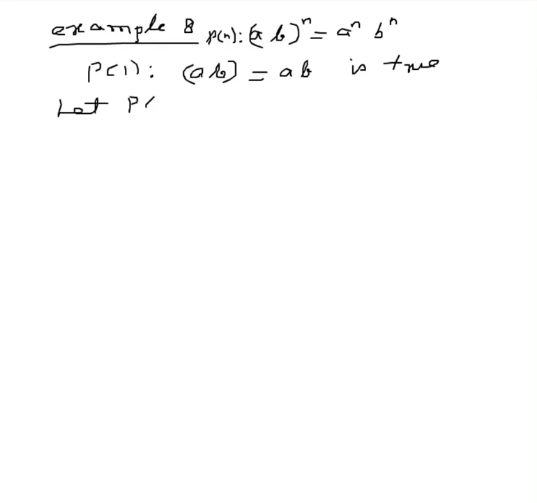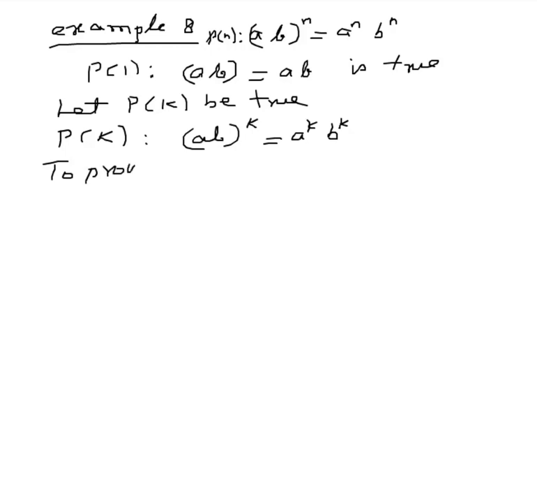Now let P of k be true. And P of k statement is ab whole power k is equal to a power k into b power k. Now to prove P of k plus 1 statement, which is ab power k plus 1 is equal to a power k plus 1 into b power k plus 1.